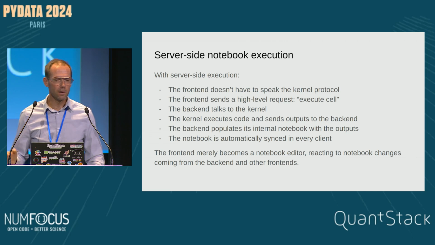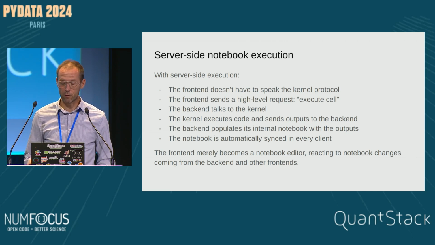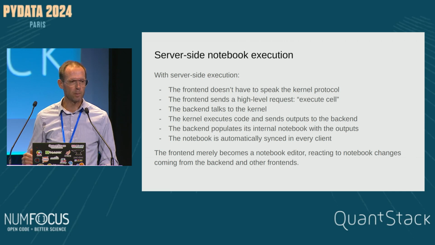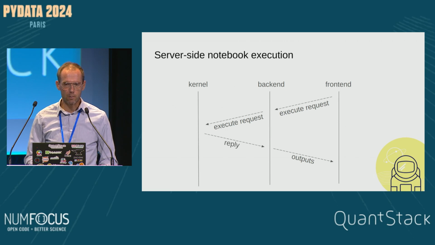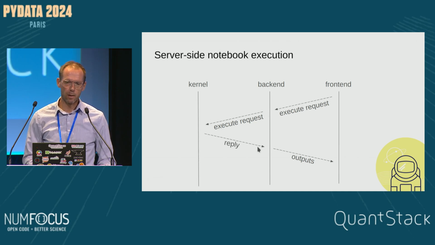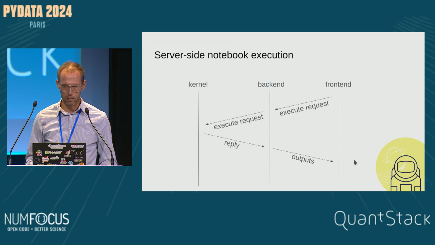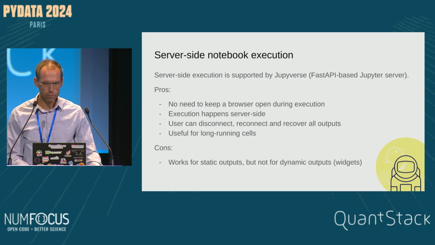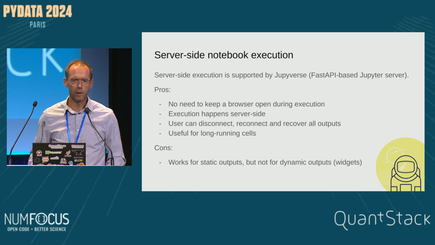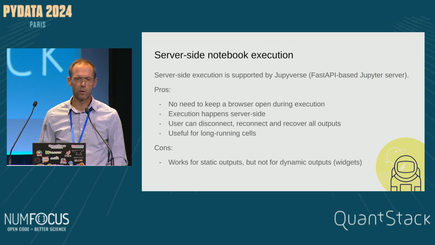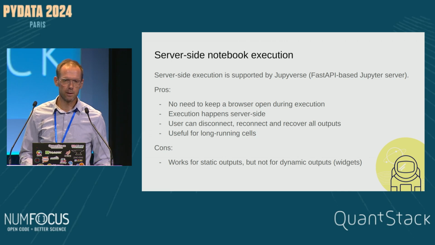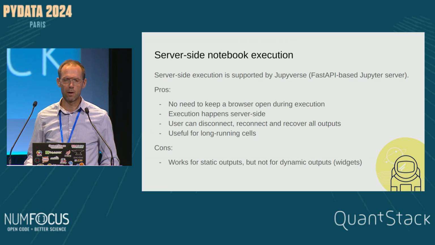So the front end's job is really simplified in this case. It becomes merely a notebook editor that has to react to changes. If we look at the diagram, it's much more streamlined. We have the execution request, intercepted by the backend, that talks to the kernel, gets the reply back, populates the notebook, and outputs are magically updated to the front end. There is a new implementation of the Jupyter server, which is called Jupyverse, that supports this mode of execution.